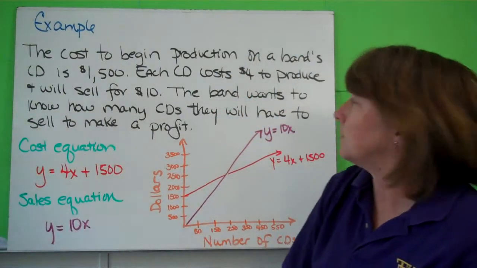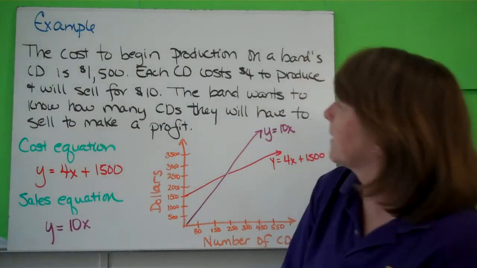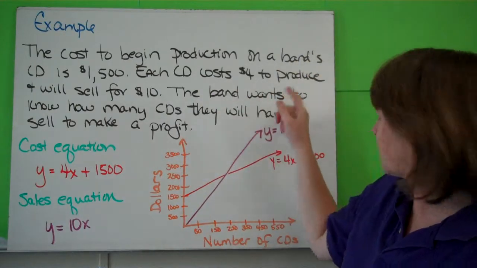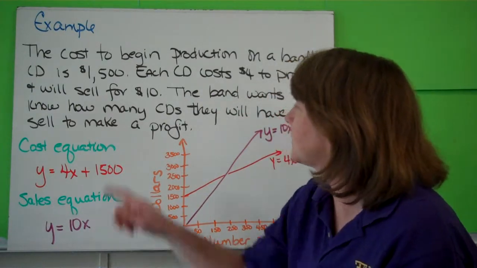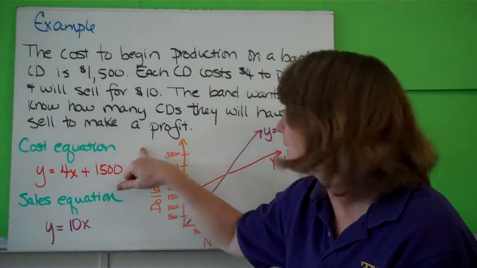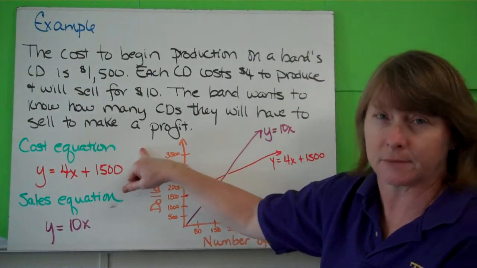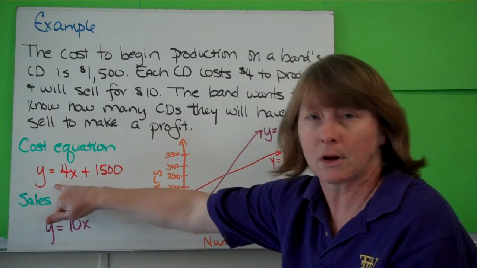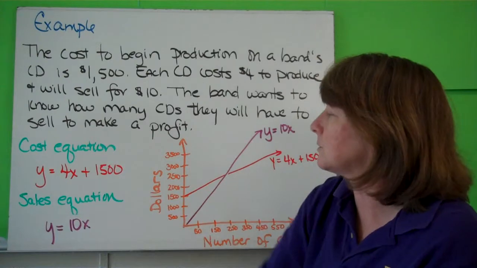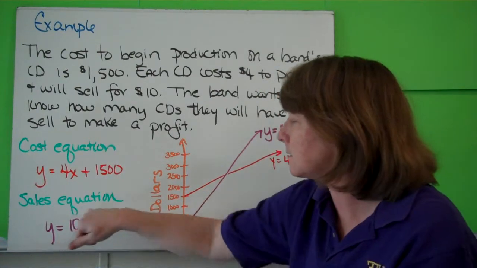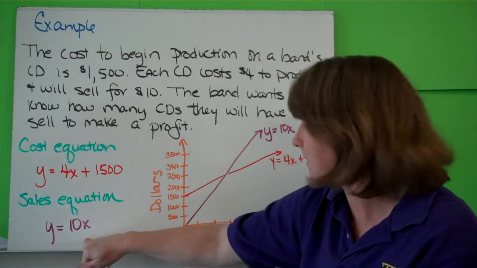An example: the cost to begin production on a band CD is $1,500. Each CD costs $4 to produce and will sell for $10. The band wants to know how many CDs they have to sell before they can make a profit, and that's when the sales will cover their cost. So the cost equation is y equals 4x plus 1,500. The sales equation is y equals 10x.